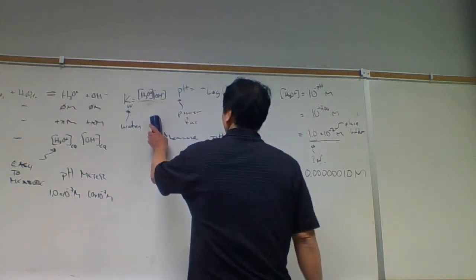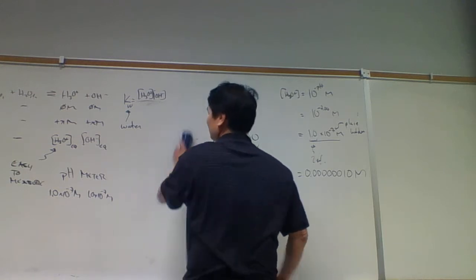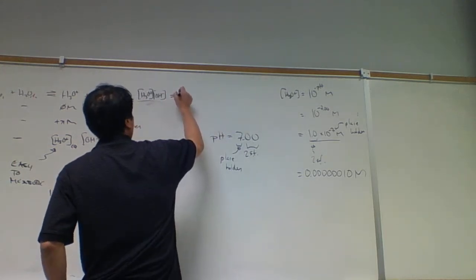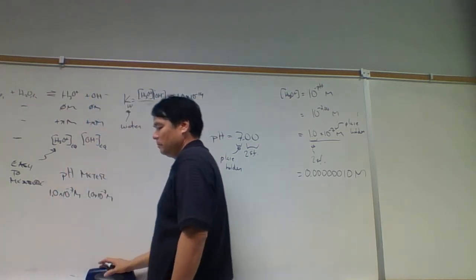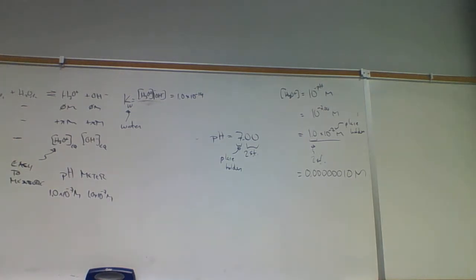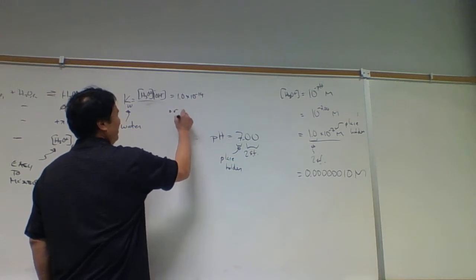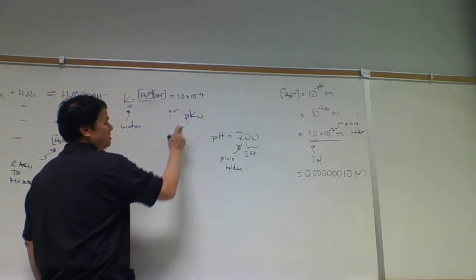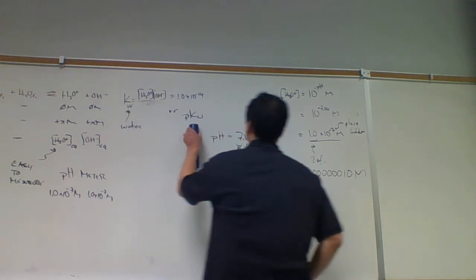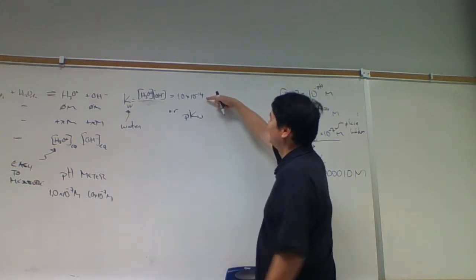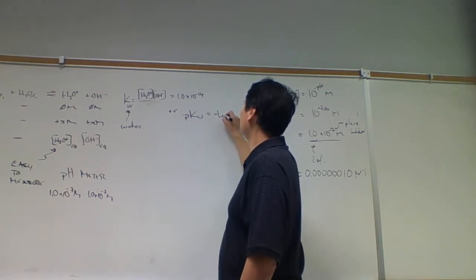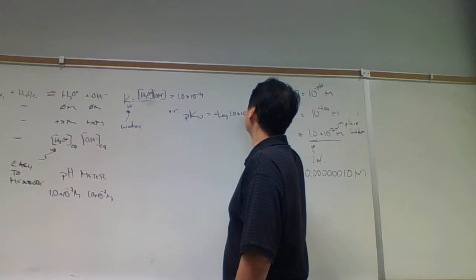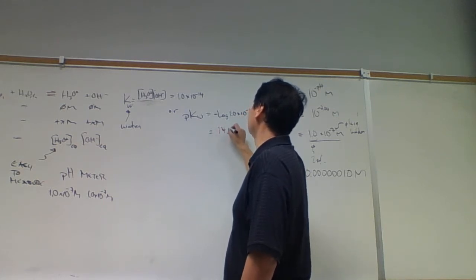All right, now we can easily calculate the K since we have the equilibrium concentrations. The Kw is going to be 1.0 times 10 to the minus 14. That's our Kw. This is a pKw, the negative power. Or we could say the pKw. P is the power. What is the power of the Kw? The negative power of the Kw is 14. So the pKw is going to be the negative log of 1.0 times 10 to the negative 14, which is equal to 14.00.